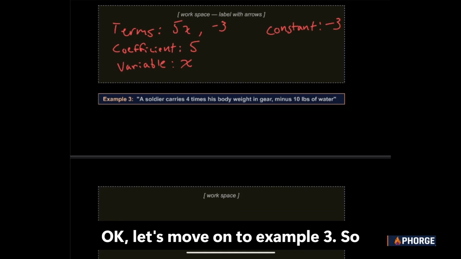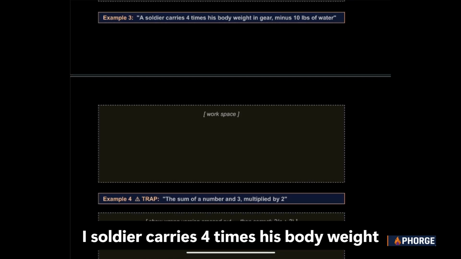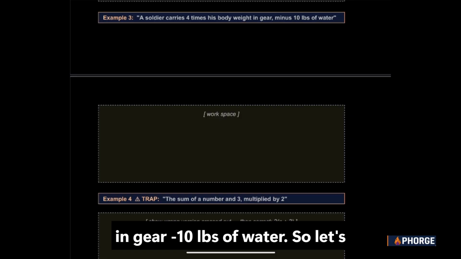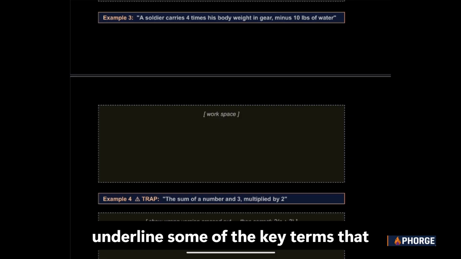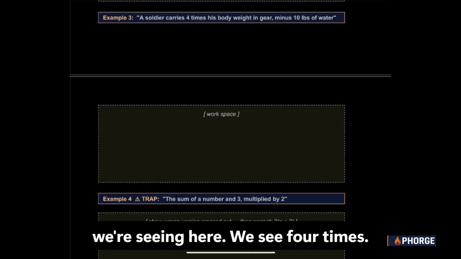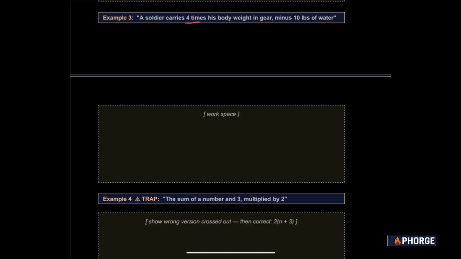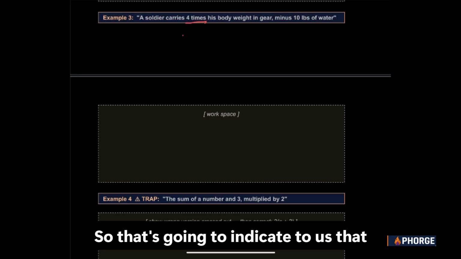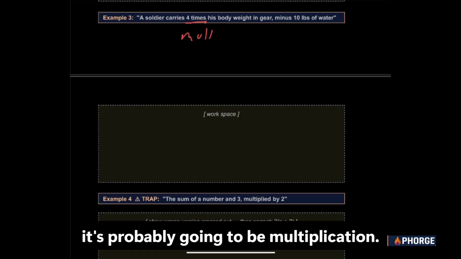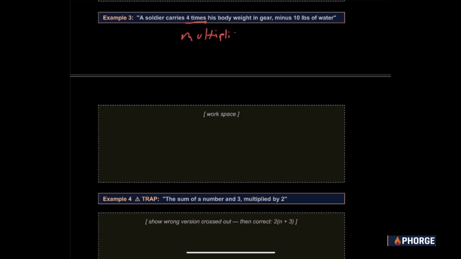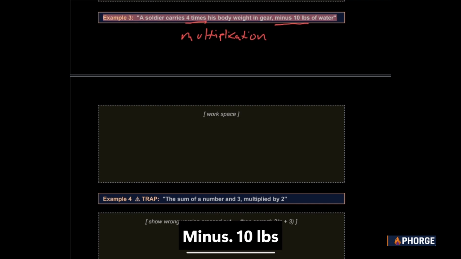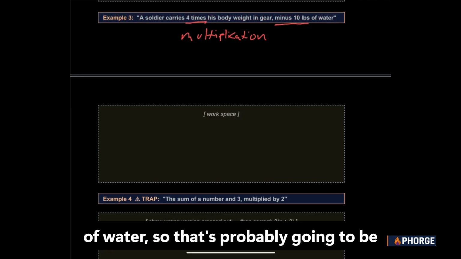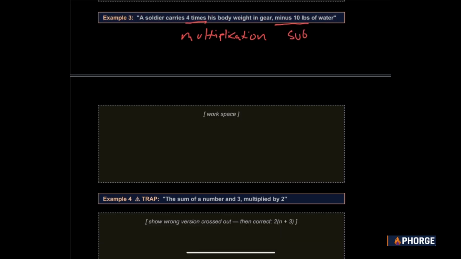Okay, let's move on to example 3. So a soldier carries 4 times his body weight in gear minus 10 pounds of water. So let's underline some of the key terms that we're seeing here. We see 4 times. So that's going to indicate to us that it's probably going to be multiplication. Minus 10 pounds of water. So that's probably going to be subtraction.